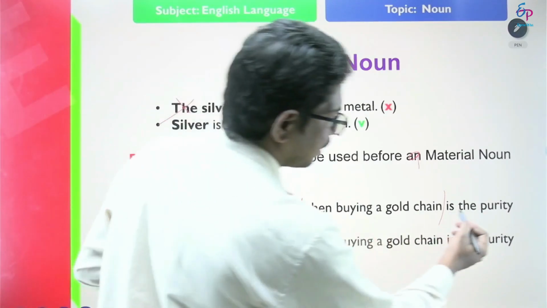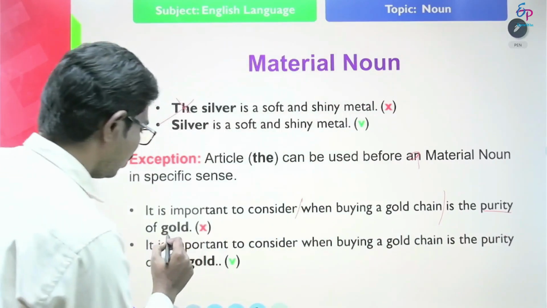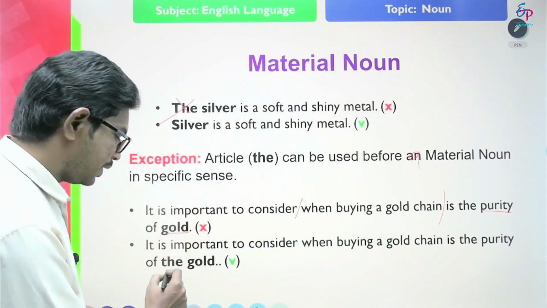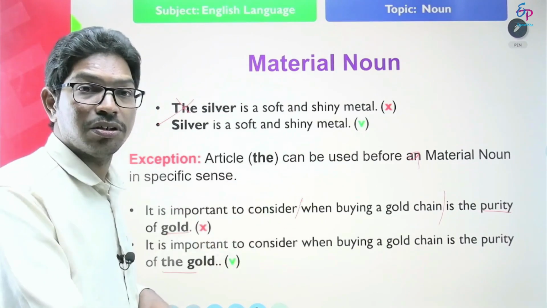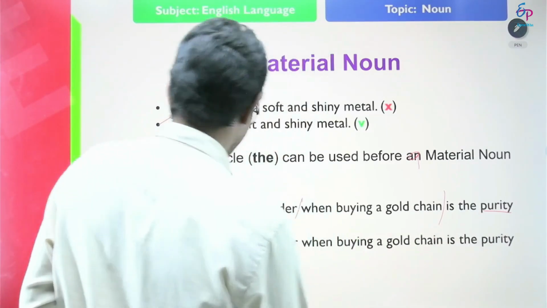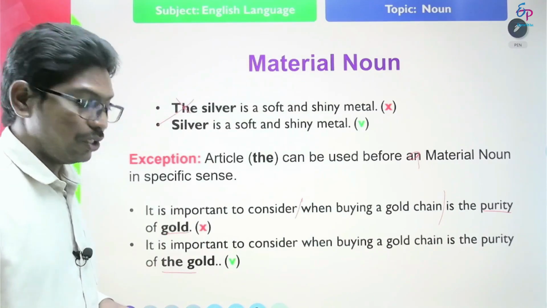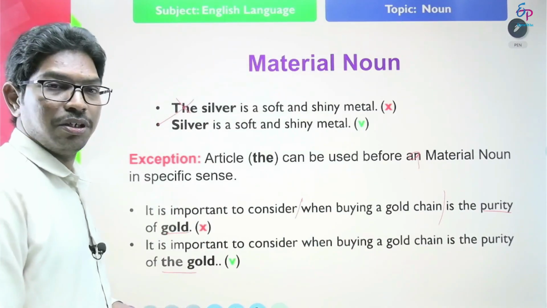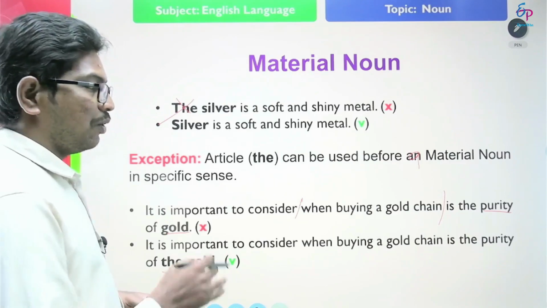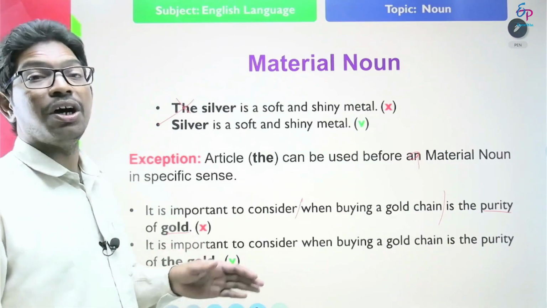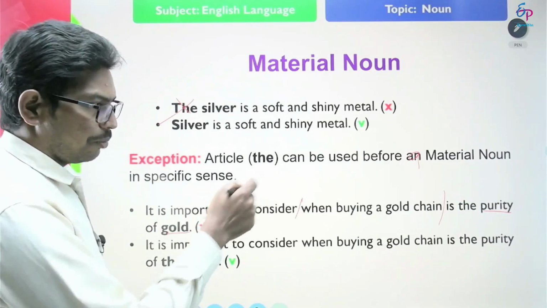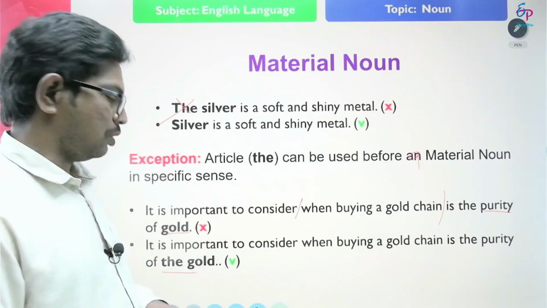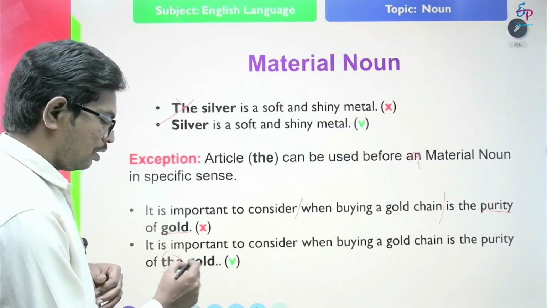Here we are talking about particular purity. Purity of gold is wrong, of the gold is correct. Here we are talking about the particular purity of the gold. So purity is spoken in a specific sense. So here the should be used. We have to check the purity of the gold. You are talking about particular sense. So you are talking about the purity of the gold. So we must use article the before the gold.